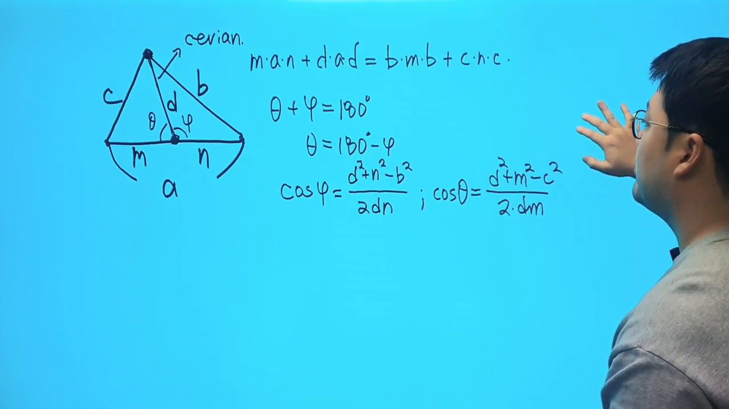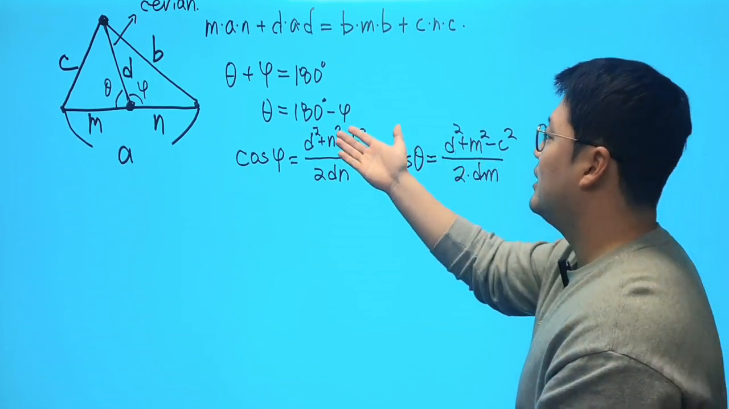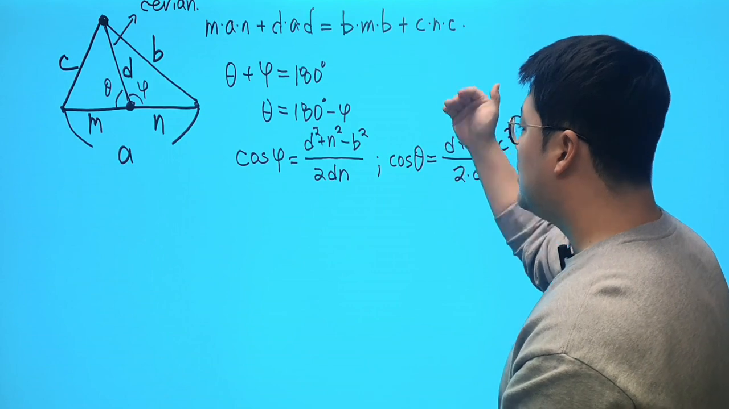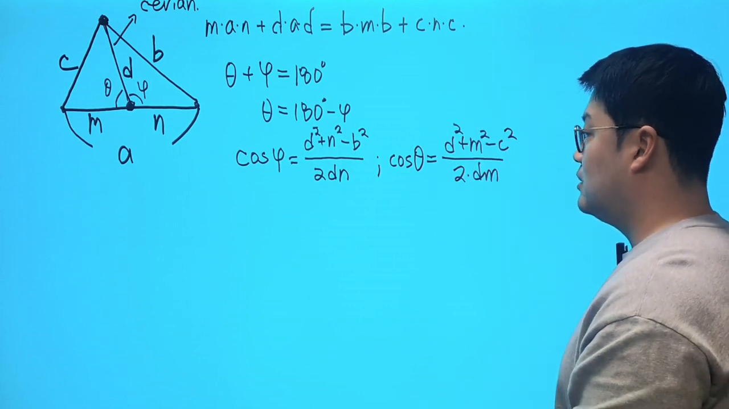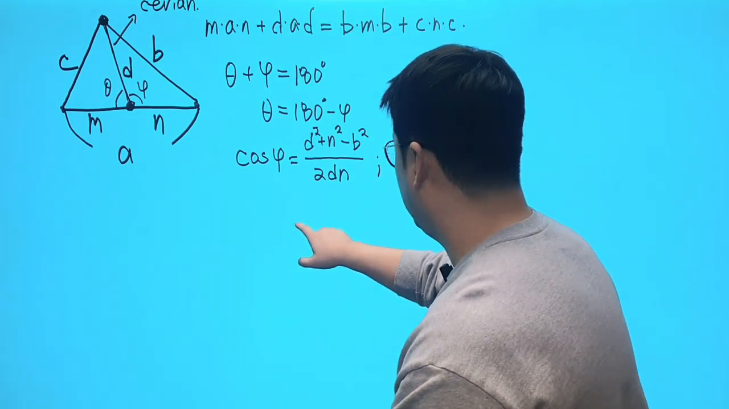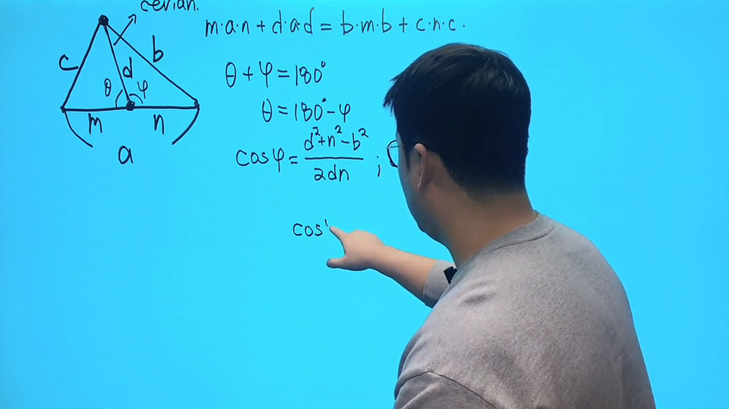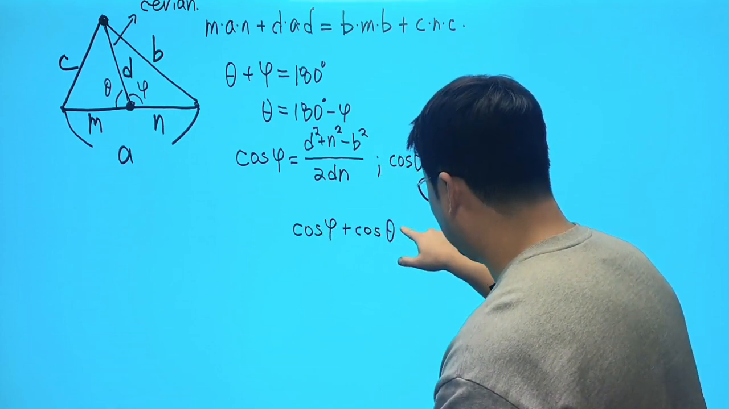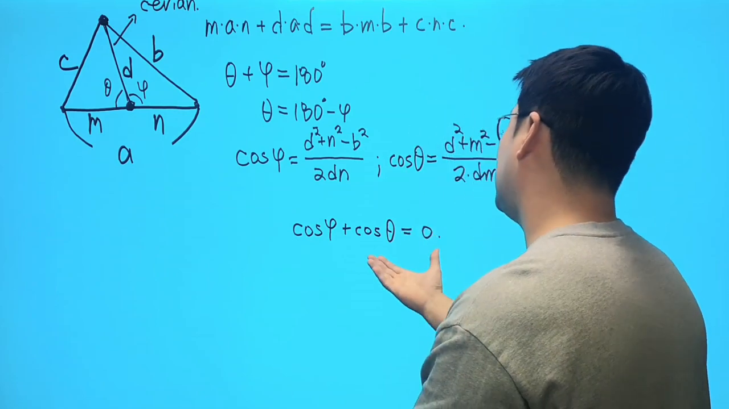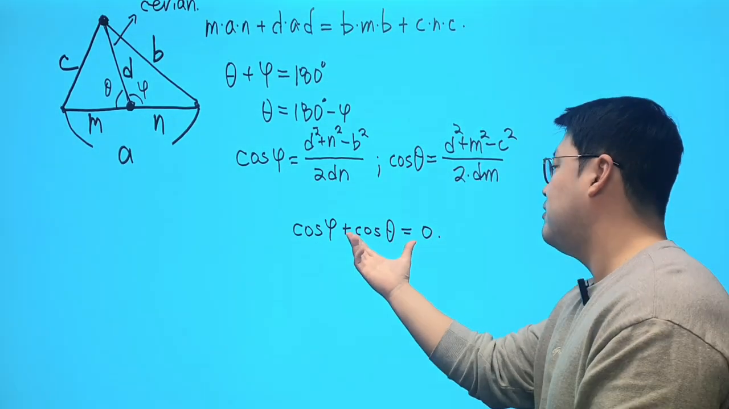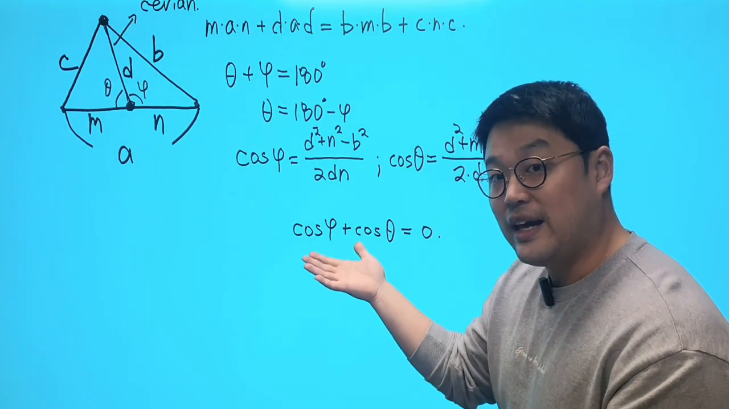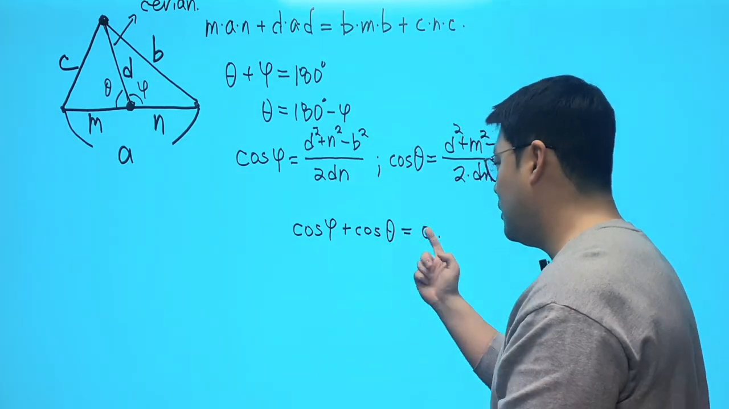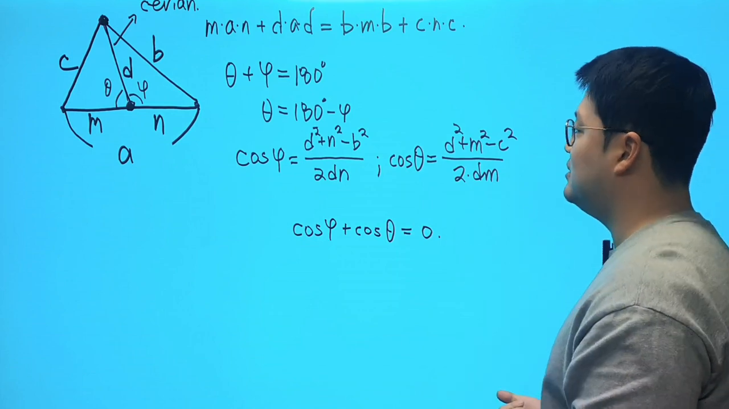All right, so here we go. What do we know about this theta and phi? Well, the sum becomes 180, or we can say these are supplementary. So that means cosine phi plus cosine theta is in fact 0. That's what we can know, because if they're supplementary, then, unlike sine, the cosines are going to have different signs. So that's why we get 0 here.